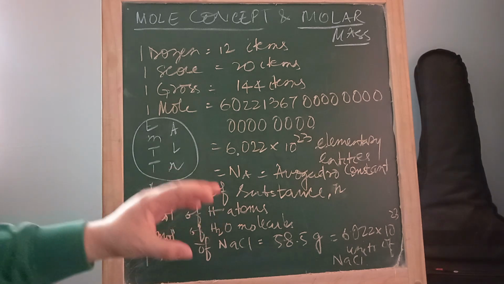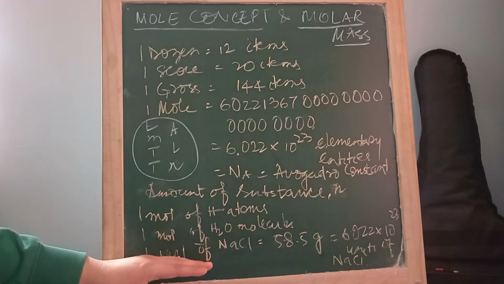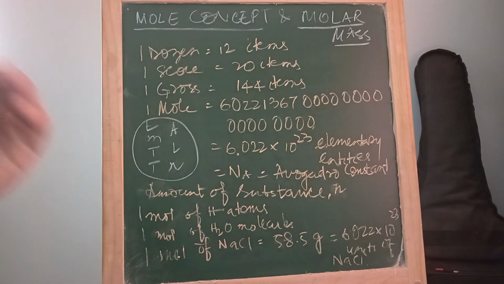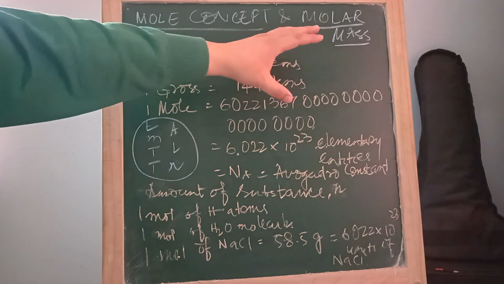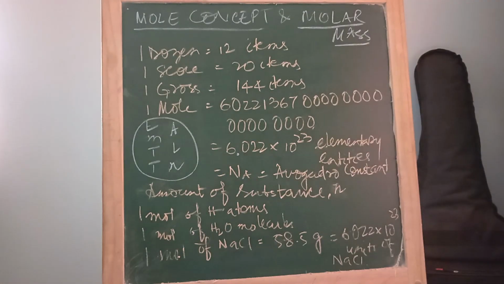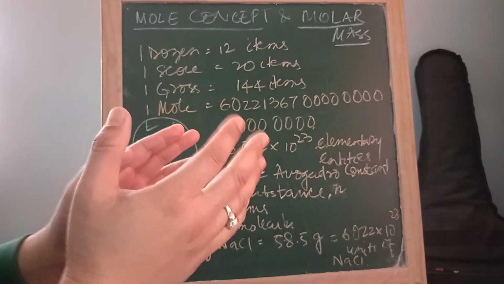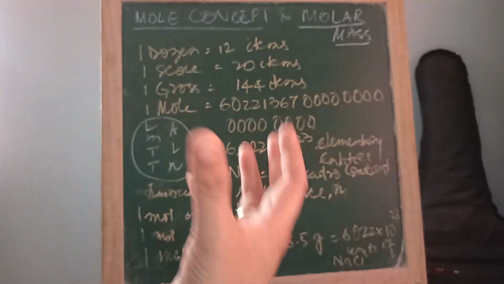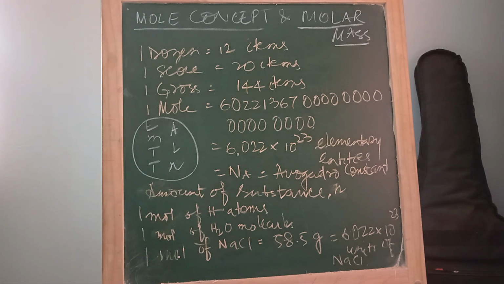But there is an interesting thing related to 1 mole of a substance: we are able to know its molar mass. So what is molar mass? The molar mass of a substance is the mass of 1 mole of the substance. It is numerically equal to the atomic mass, molecular mass, or formula mass of the substance, with the unit gram.